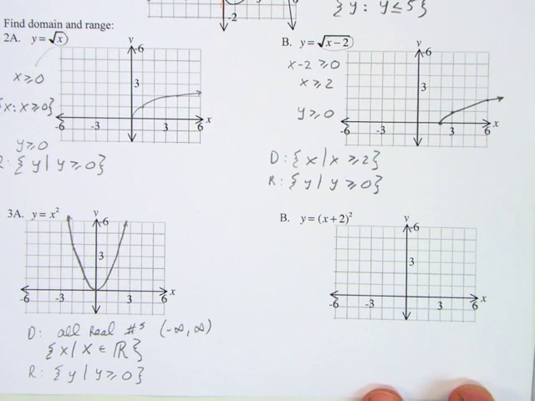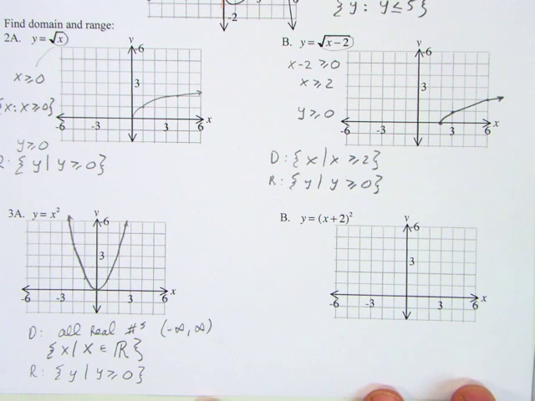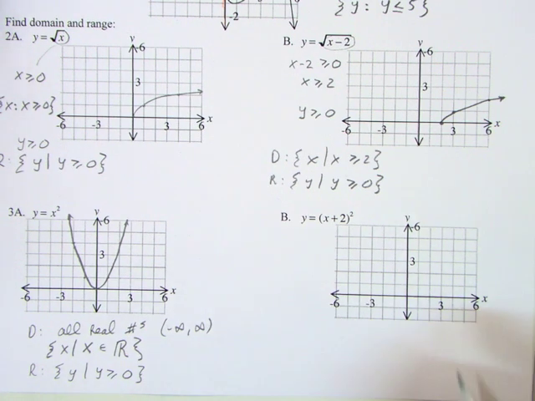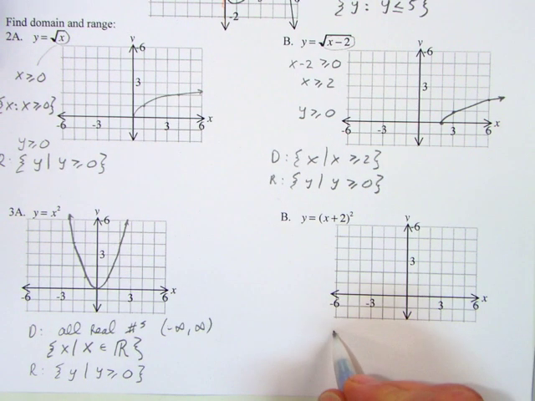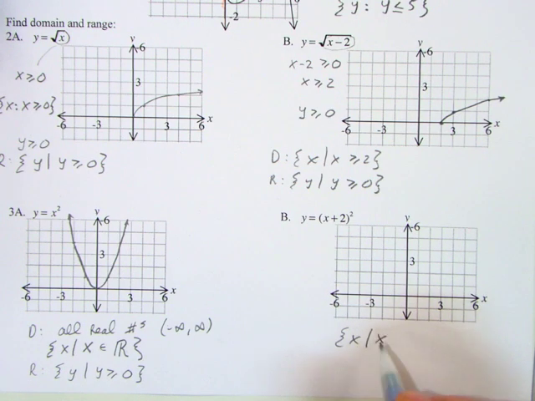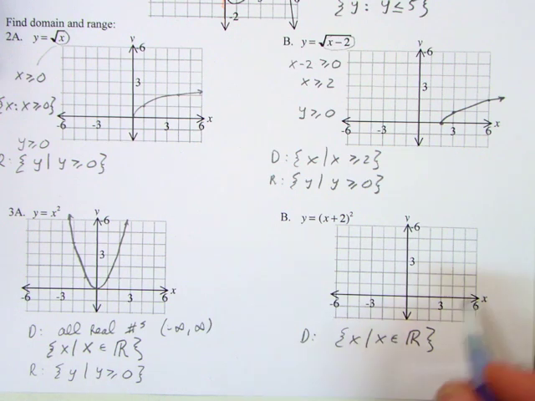Let's take a look at the next one. Again, what kind of numbers can you square? You can square any number at all. There's no restriction in terms of what you can square, and so our domain is going to be x such that x, and I'll put that little c, the line in the middle, and then a double backed R. x is an element of the set of real numbers.